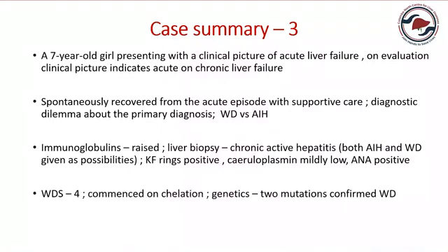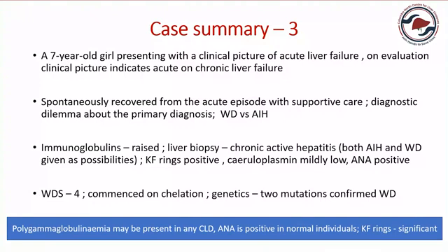With these dilemmas and repeated discussions, the child was diagnosed as Wilson's disease based on the Wilson's diagnostic score and commenced on chelation and improved before the genetic results were available. Later on, the genetics confirmed the diagnosis of Wilson's disease. What does this case teach us? Polygammaglobulinemia or raised immunoglobulins may be present in any chronic liver disease, and ANA positivity could be there in the normal population. However, presence of Kayser-Fleischer rings is quite significant. And you can always apply the Wilson's diagnostic score when you have a doubt pending genetics.